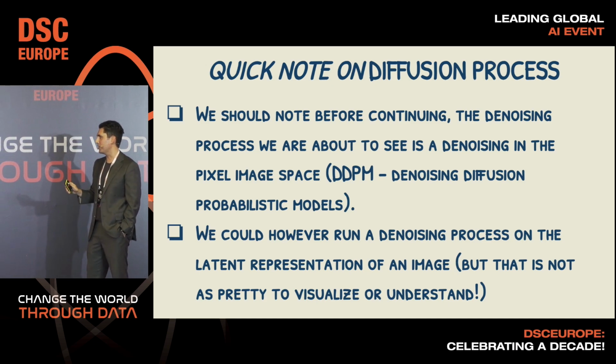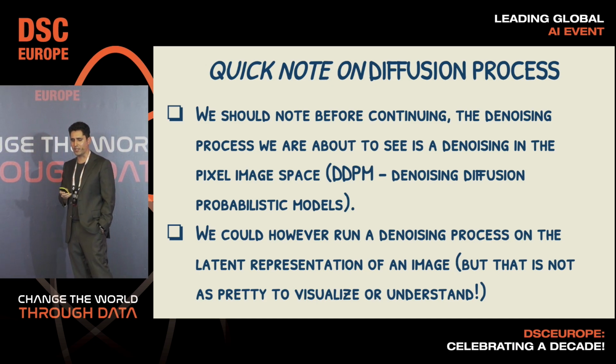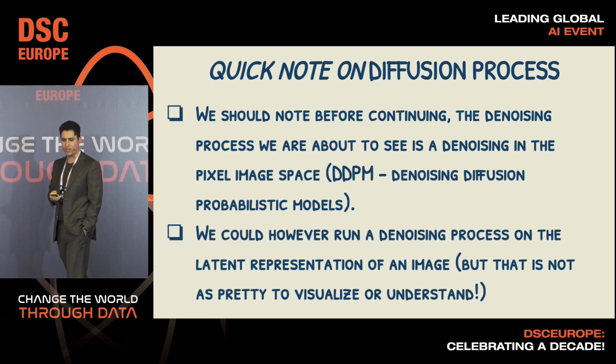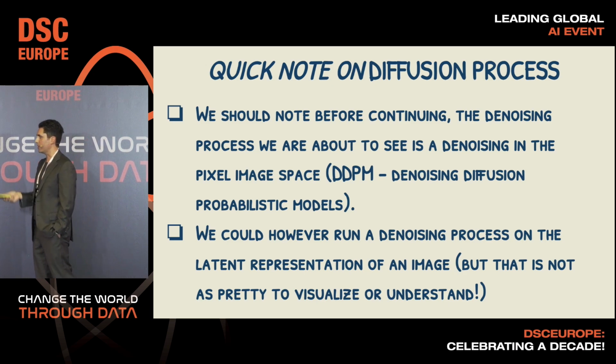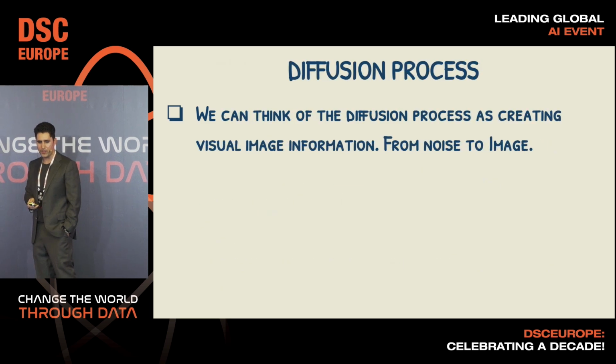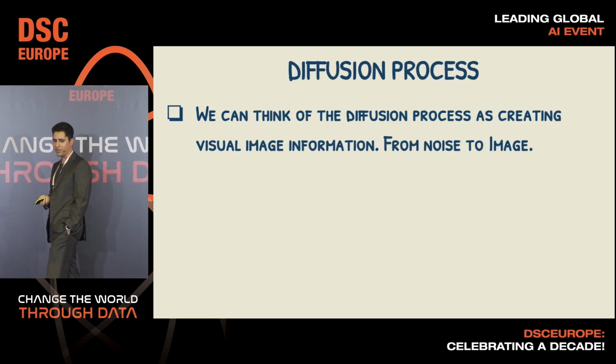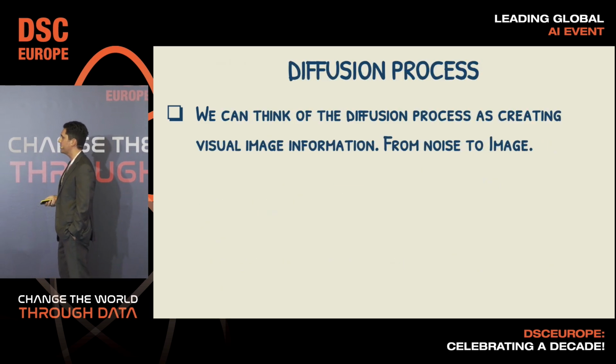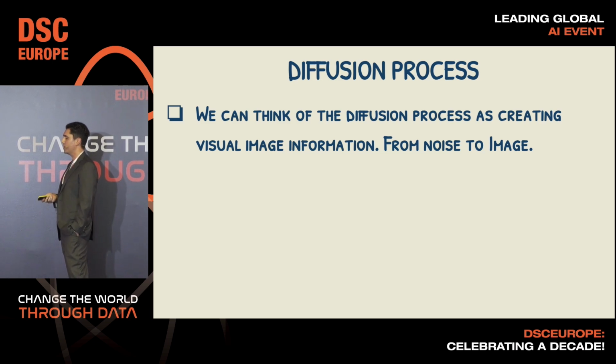A lot of the stuff that we're looking at is more from a historical perspective, but I think it's easier to build the intuition on those sort of models rather than just jumping to the latest transformer. Okay, so we can think of the diffusion process as creating visual image information to try to go from noise to an image. So how does this actually work?